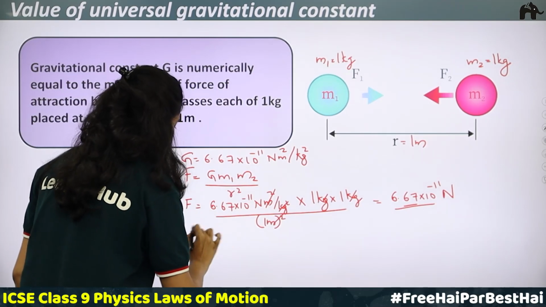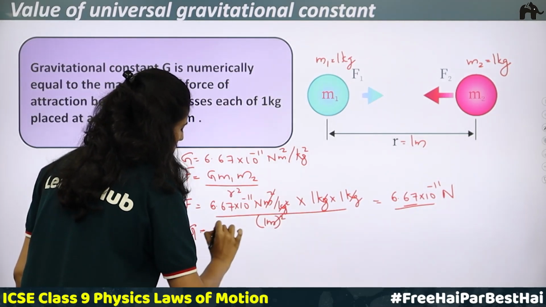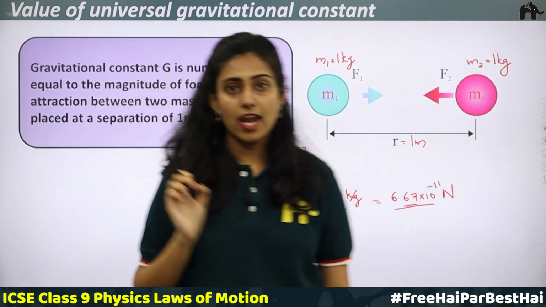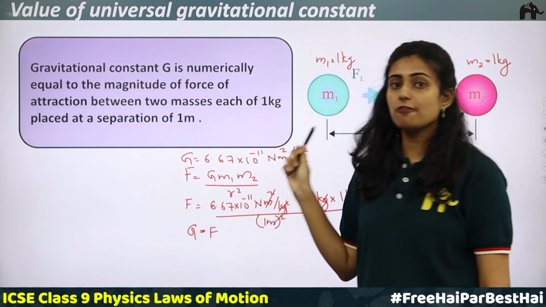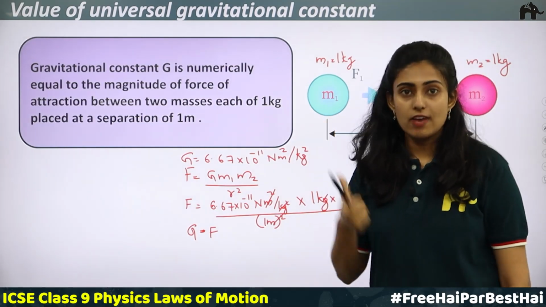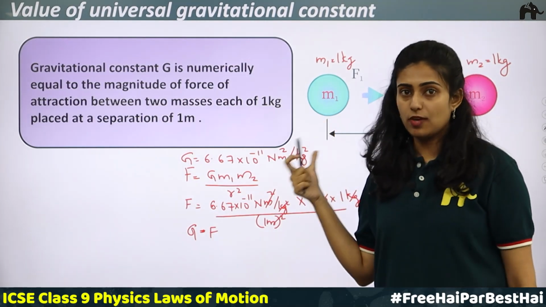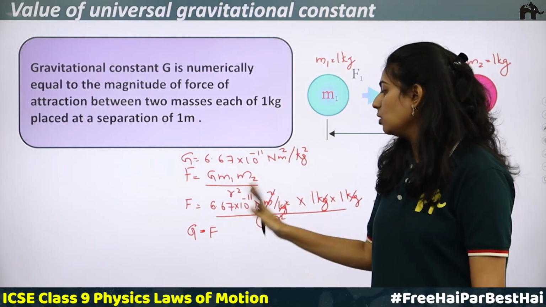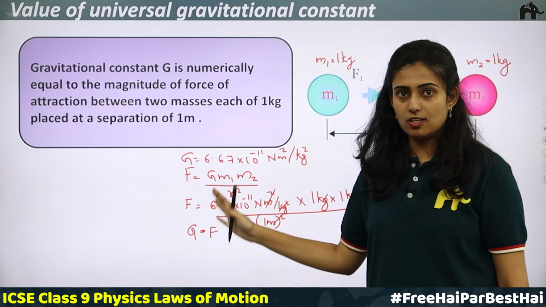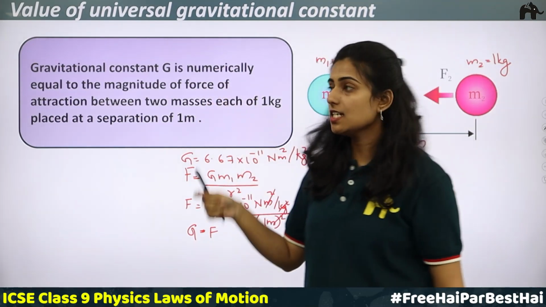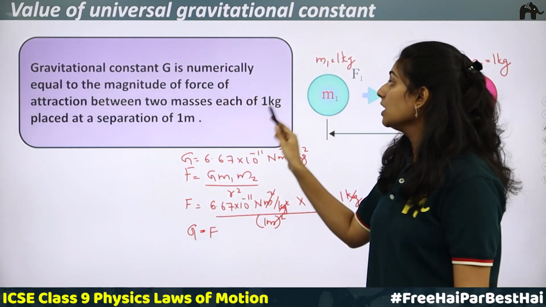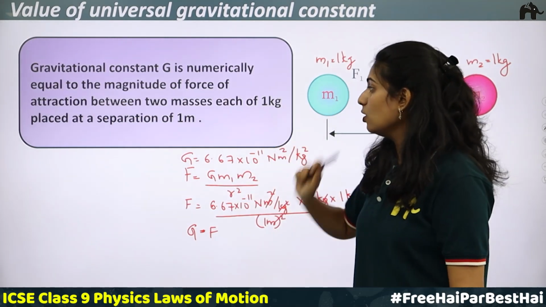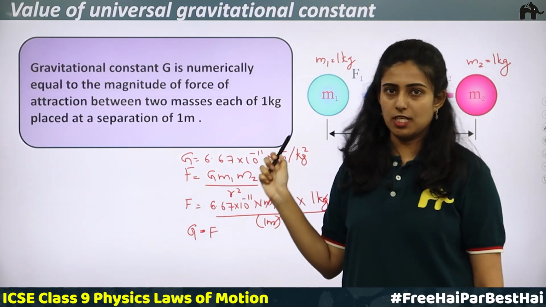Which means the universal gravitational constant is equal to the gravitational force of attraction. That is, the gravitational force of attraction between two bodies of masses M1 equal to 1 kilogram and M2 equal to 1 kilogram, and the distance of separation between them is 1 meter, will be equal to the universal gravitational constant. The gravitational constant G is numerically equal to the magnitude of force of attraction between two masses of 1 kilogram placed at a separation of 1 meter.